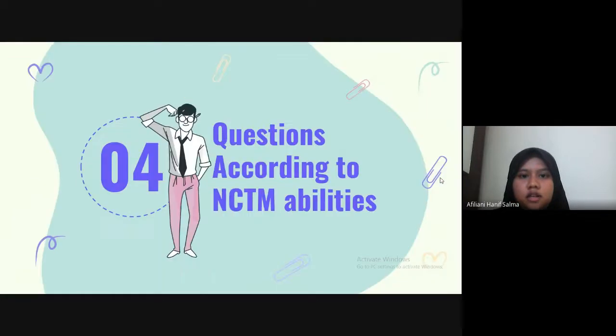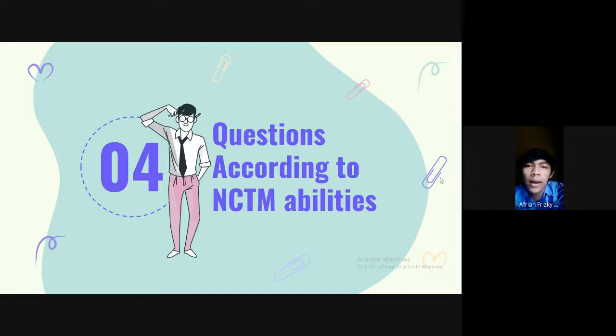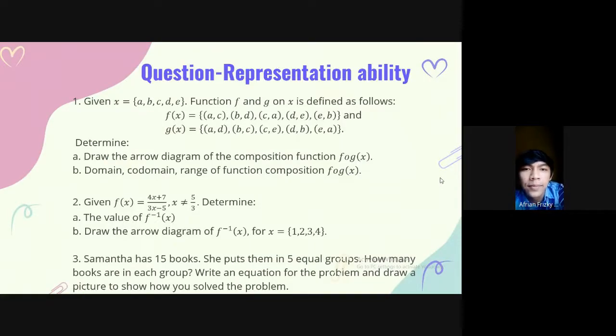Okay. And the next is about questions according to NCTM abilities, and it will be explained by Afrian. Okay, Salma. And the next is the question according to NCTM abilities. Okay, next. The first ability is the representation ability.